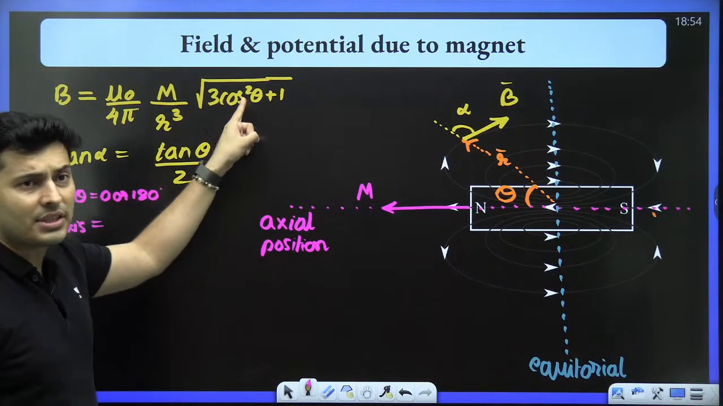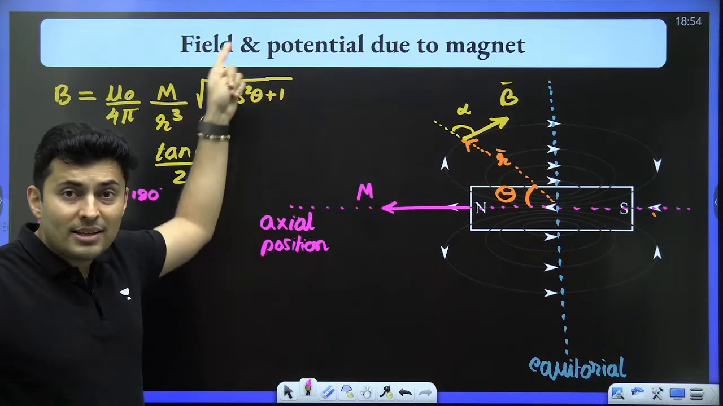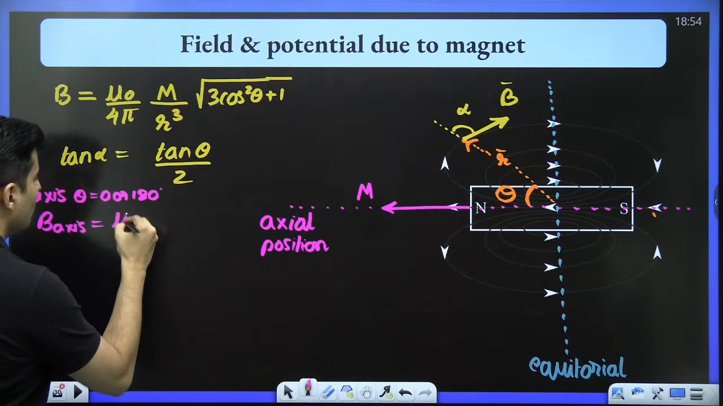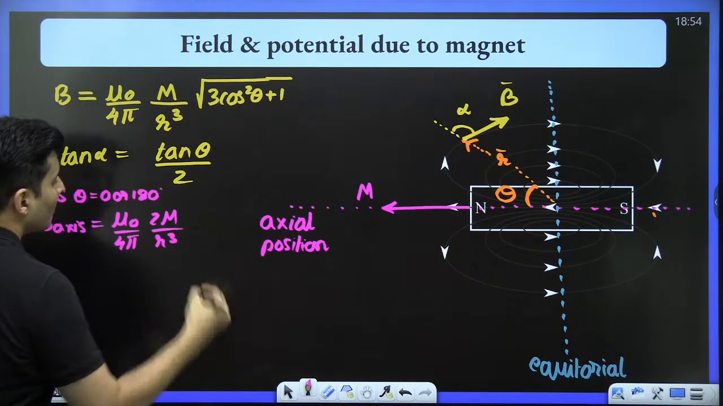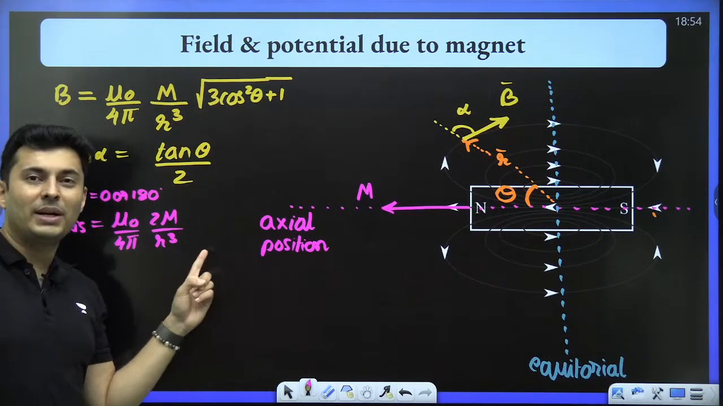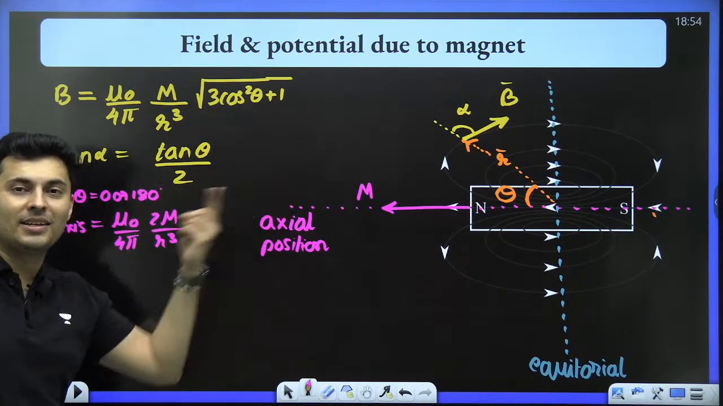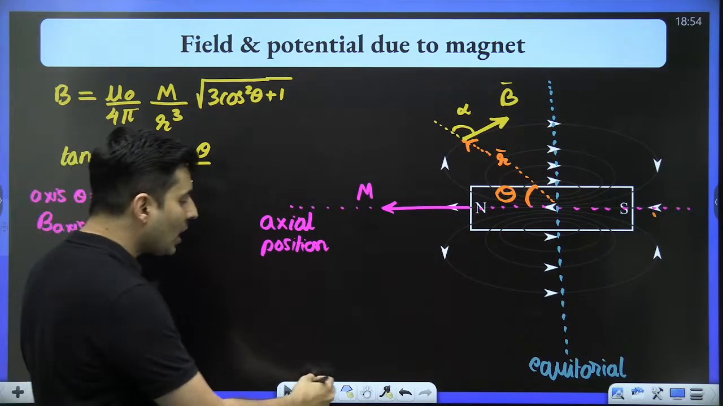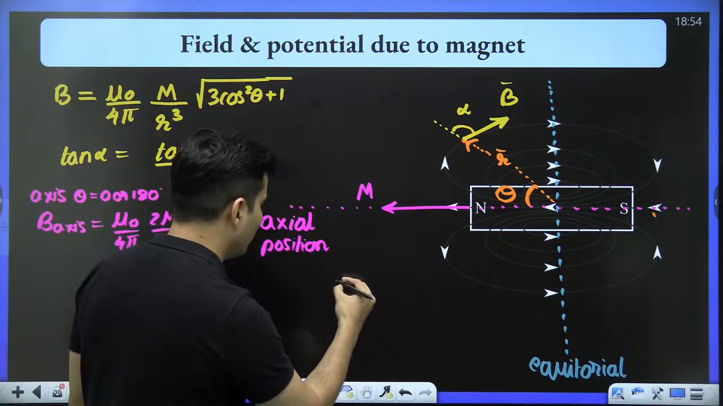If you put cos 0, cos 0 is 1, 3 plus 1 is 4, 4 is under the root, root of 4 is 2. So this becomes mu naught by 4 pi into 2m by r cube. If you remember, something like this also happened in electrostatics. On the axis, it was twice the dipole moment, formula-wise. Similarly, at the equator, you can do the same thing.